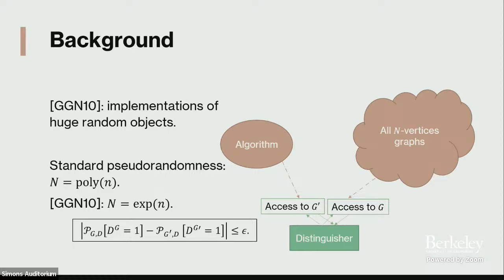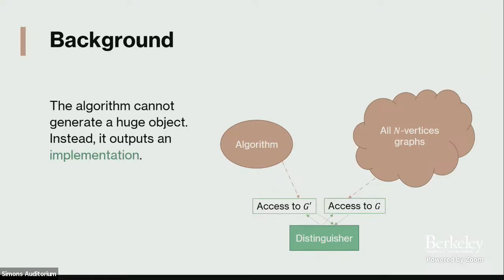Another thing you can see is that it's not only that the distinguisher cannot read this entire graph, but also the algorithm cannot write this entire graph, because the graph is exponential. This is why this work is also about implementations of huge random objects, because now, unlike in the normal pseudorandom setting, the algorithm does not actually output the random object. It outputs some small implementation that can answer queries. If this is a graph, is there an edge between U and V?